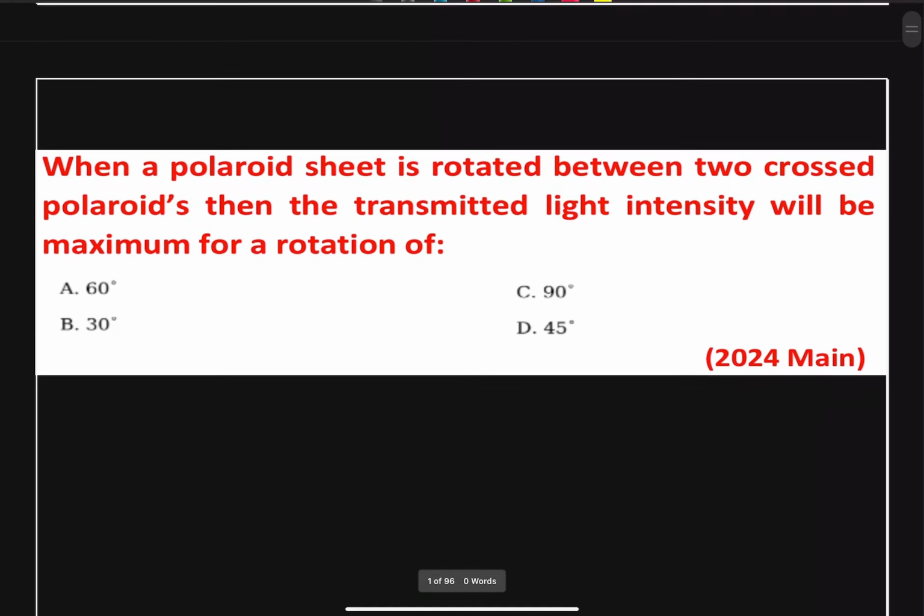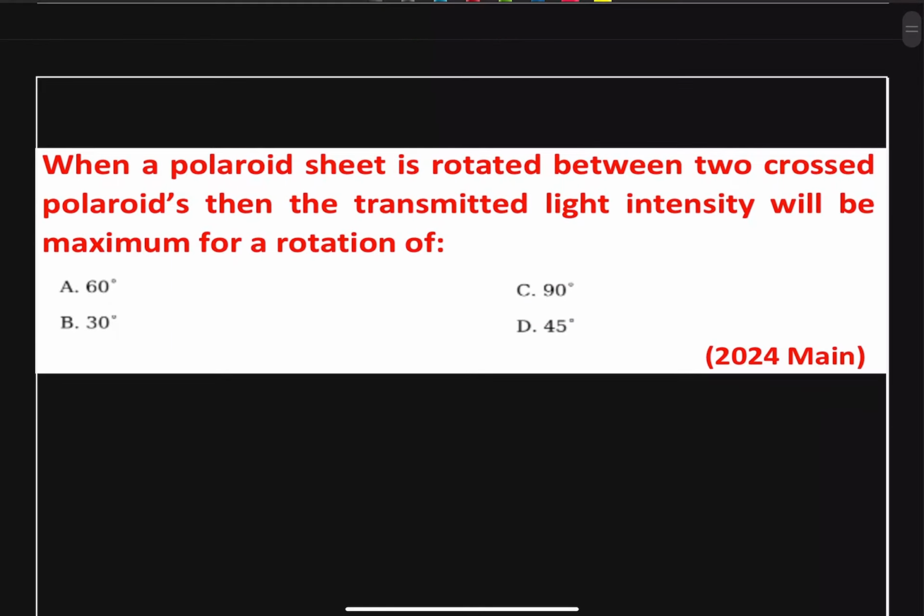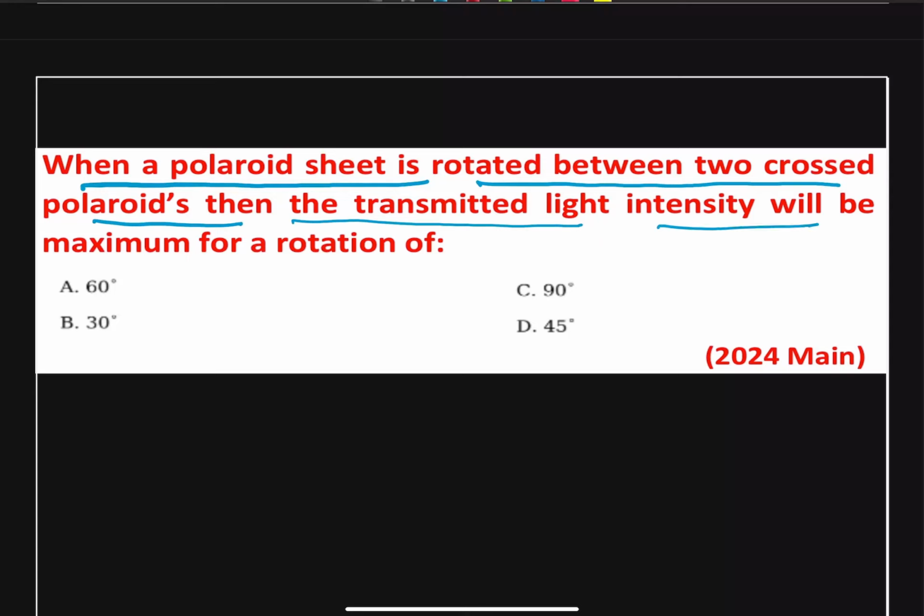The first question states that when a polarized sheet is rotated between two crossed polaroids, then the transmitted light intensity will be maximum for a rotation of. So it means we have two crossed polaroids, and between them a polarized sheet is being rotated.